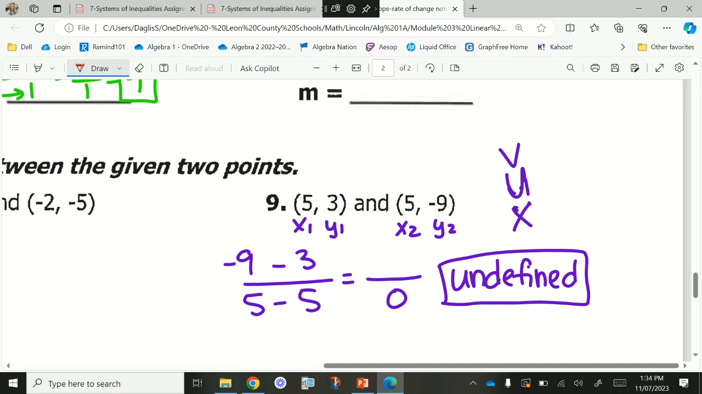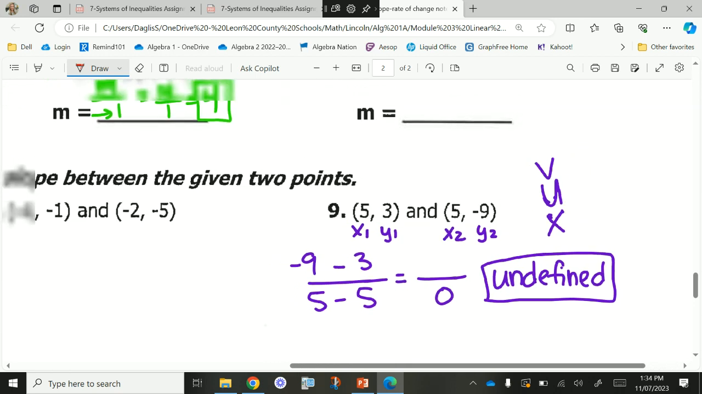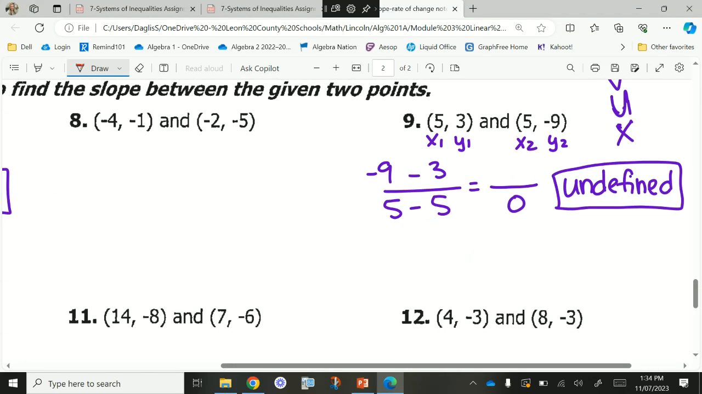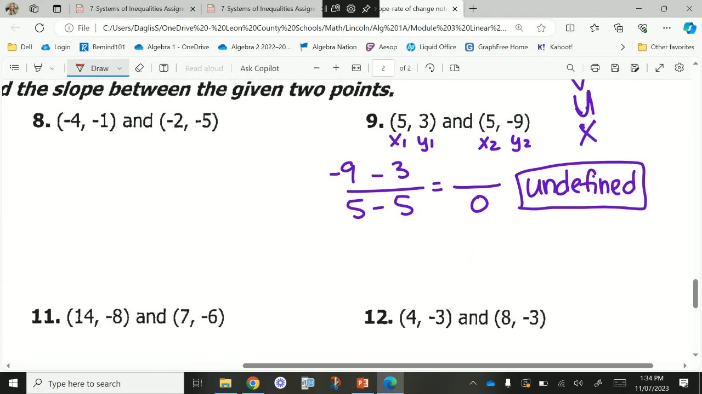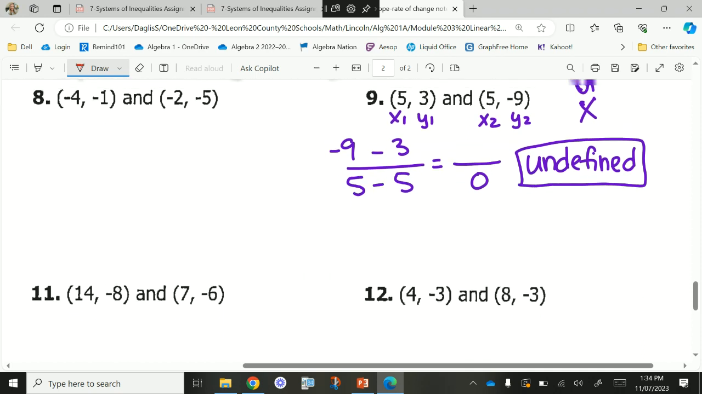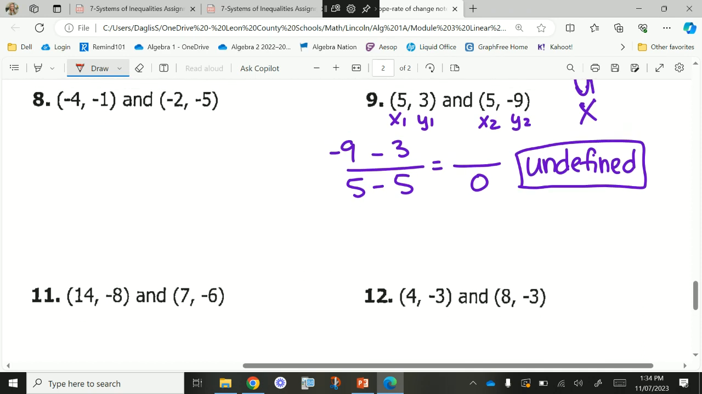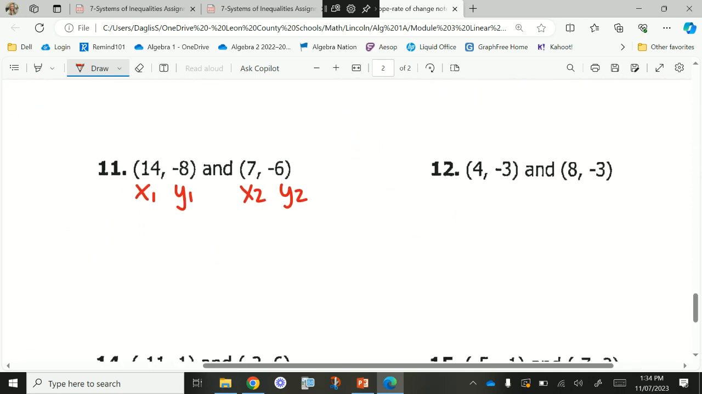All right, now let's go to number 11. What am I going to label down here as your x1? What's going to be x1 in number 11? -6. What's going to be y1? Oh, 14, -6. What's going to be x2? Think about this real quick. And then y2. So first x, first y, second x, second y. What number is this? 11. Yes, 11.